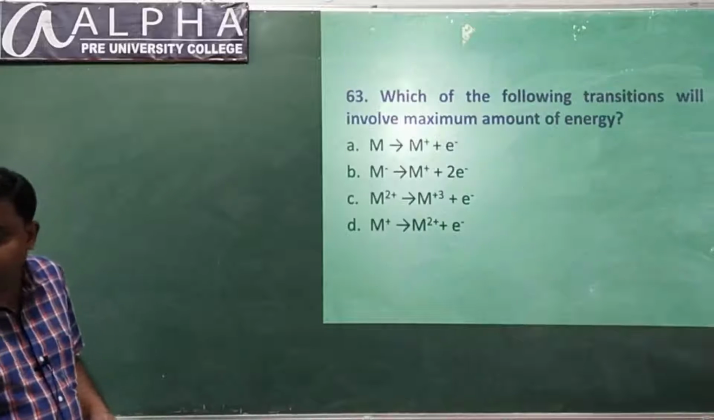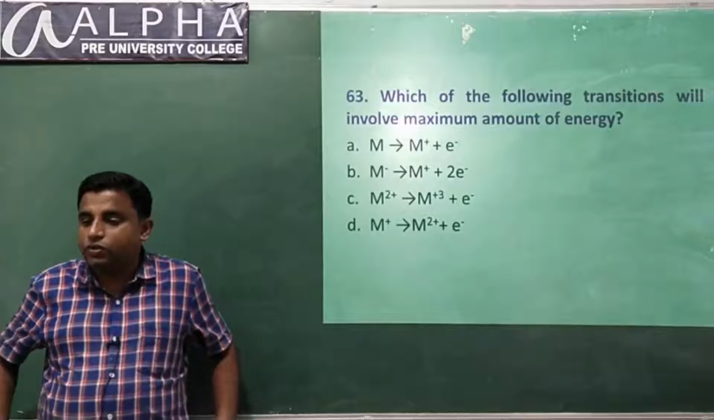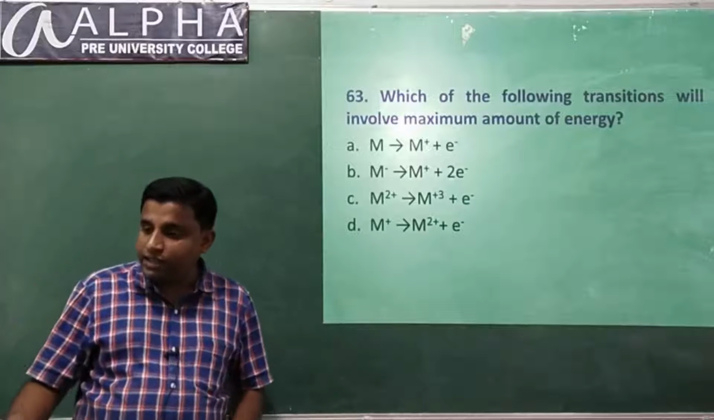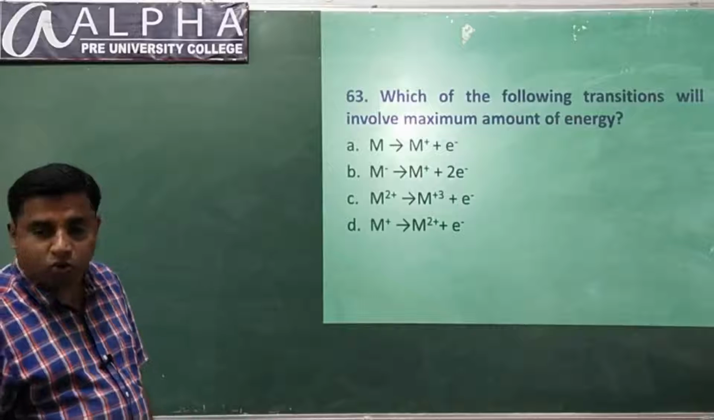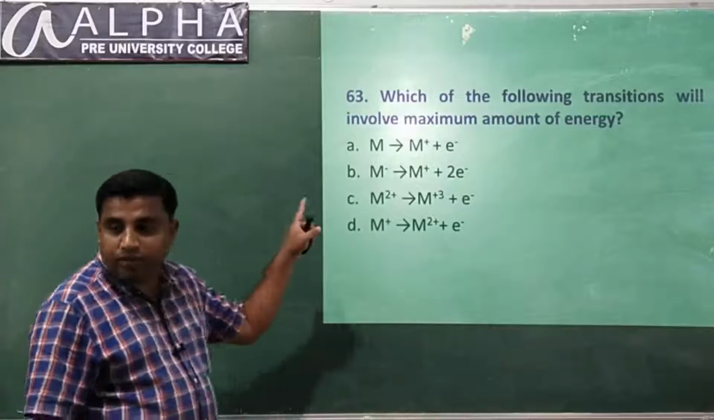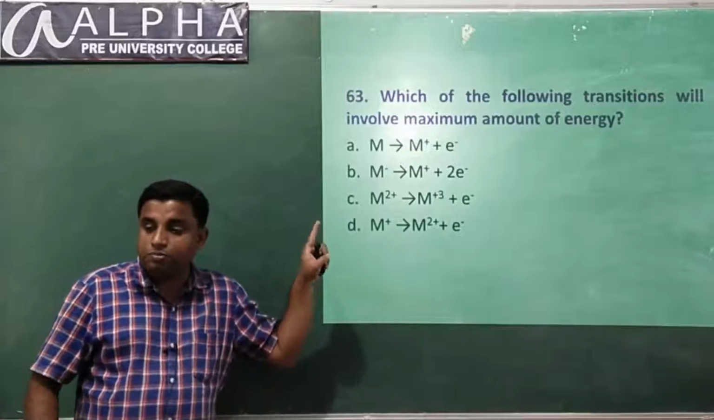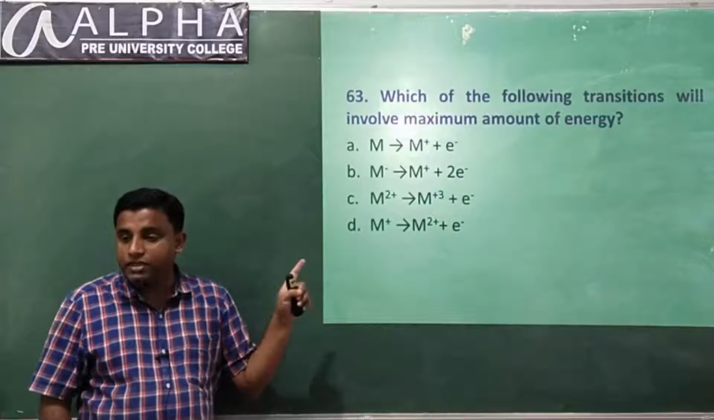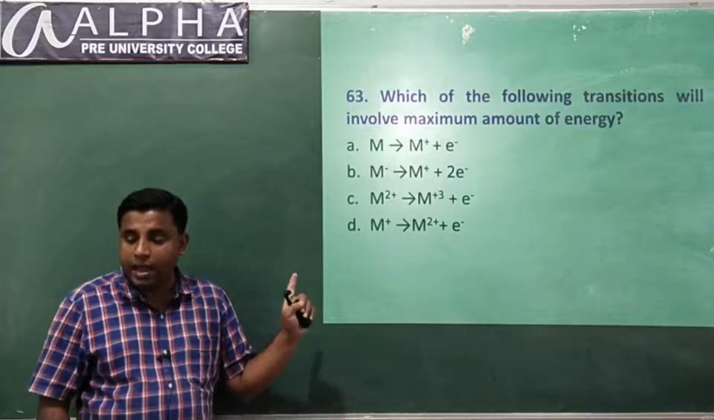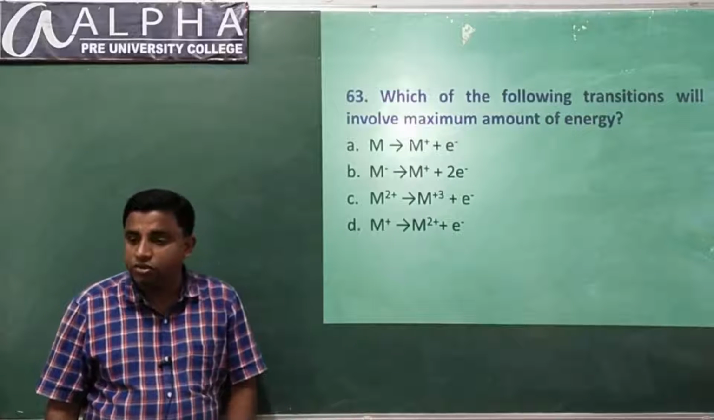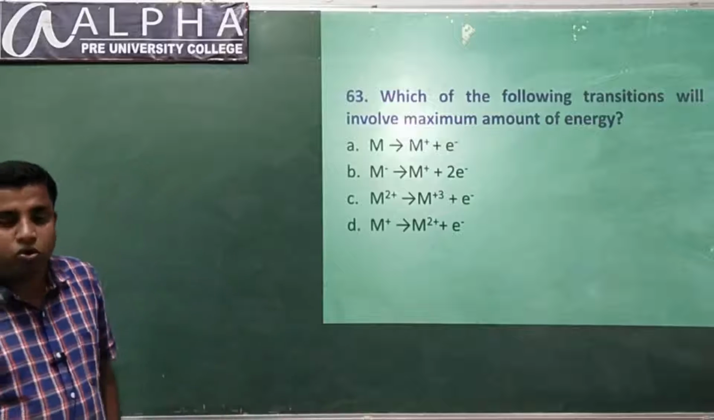Which of the following transitions will involve maximum amount of energy? M giving rise to M plus and an electron, M minus giving M plus and 2 electrons, M2 plus giving rise to M3 plus and an electron, or M plus giving rise to M2 plus and an electron. Which of these transitions will involve maximum amount of energy?